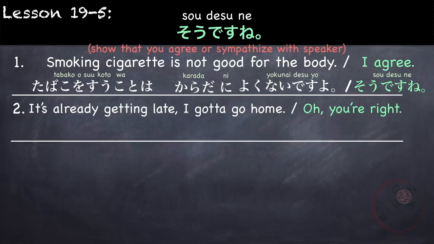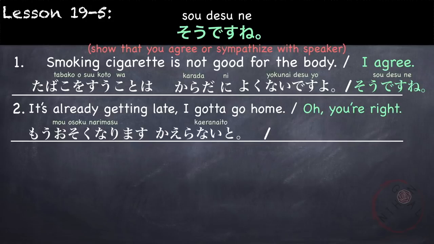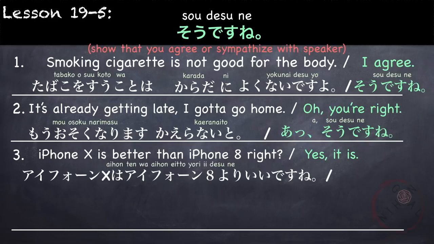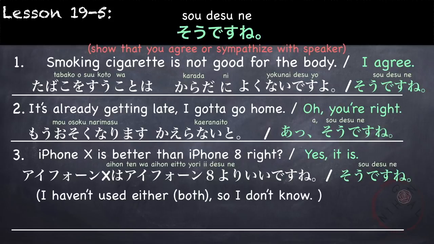Or, it's already getting late. I gotta go home. Oh, you're right. もう遅くなります。帰らないと。Or, 帰らないといけません。Or, 帰らなければなりません。あ、そうですね。And last example, iPhone 10 is better than iPhone 8, right? Yes, it is. iPhone 10はiPhone 8よりいいですね。If you agree, you can say, そうですね。Or, I haven't used both, so I don't know.